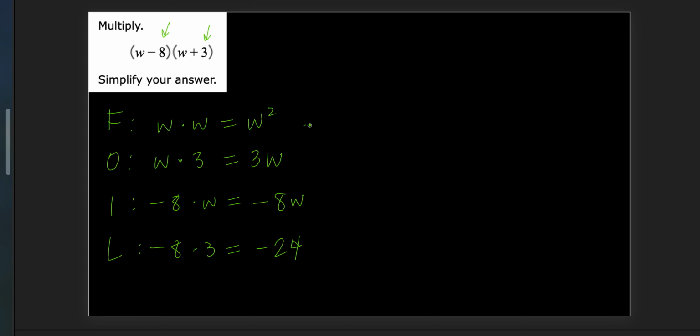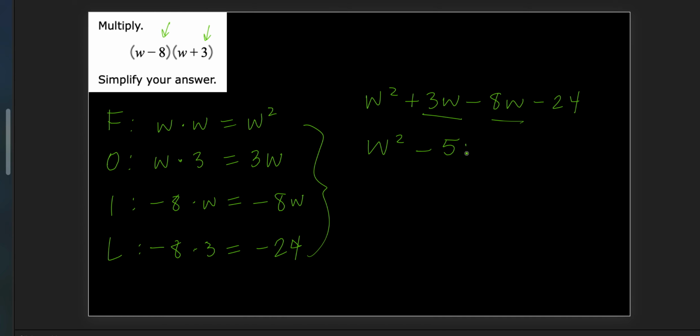So what we do is we take all of these and line them up. W squared plus 3w, so I include the signs that they came out to be. So minus 8w minus 24. And we look for like terms. These will often be alike. So that's w squared minus 5w minus 24. And that's it. The FOIL process: anytime you see two binomials being multiplied together, you can use the FOIL process.